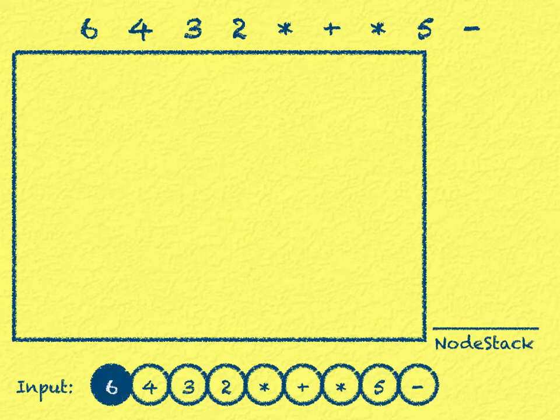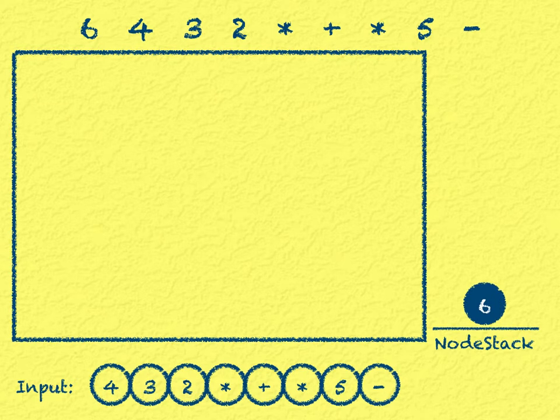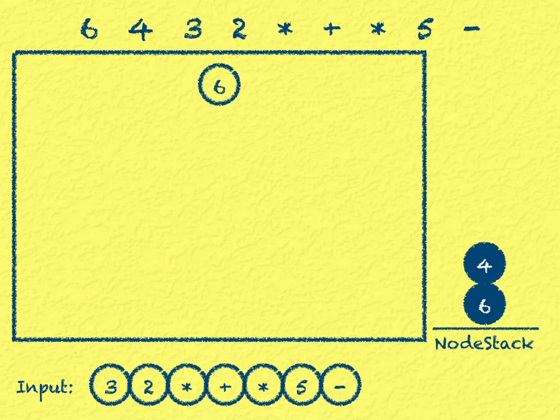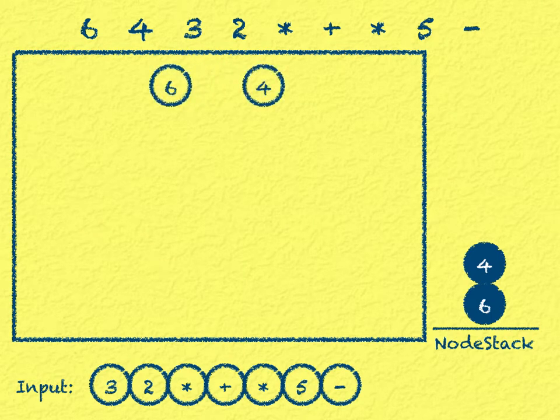So, first node, 6, it's a number, so I push it onto the node stack. Then, whenever I push a number onto the node stack, on my canvas, I'm going to create a new independent node storing that number. So, the next number, 4, pushed onto the stack. Then on my canvas, I create a new node storing the number 4.